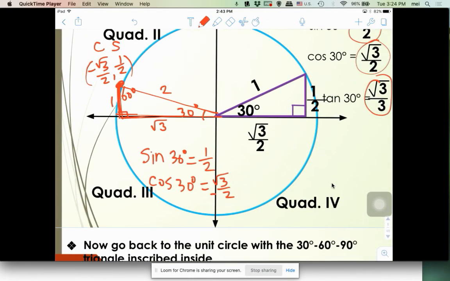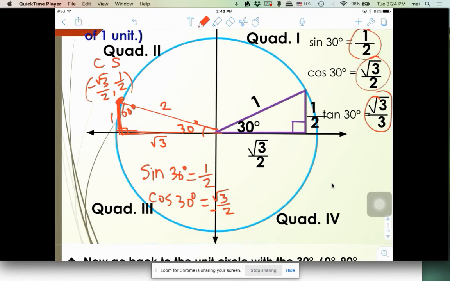Next we're going to sketch, but first let's finish finding the tangent of 30. The tangent of 30, you can also think of it as sine divided by cosine, or y over x, which means it's 1/2 over radical 3 over 2, but the cosine should be negative.